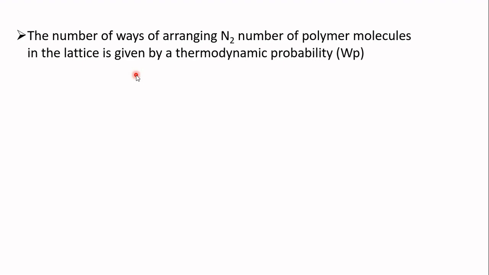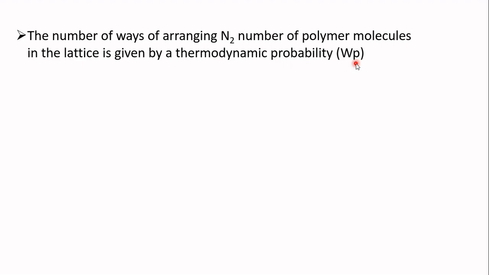Now, as I mentioned earlier, there are N2 number of polymer molecules in a crystal lattice. So the number of ways of arranging N2 number of polymer molecules in the lattice is given by a thermodynamic probability Wp.